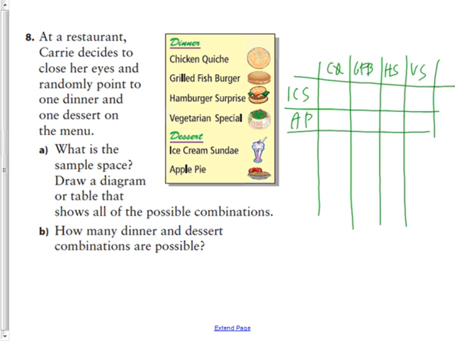How many possible combinations are there based on the table alone? Eight. So these are all the combinations here. This is your sample space right here. How many dessert combinations are there? There are eight combinations.